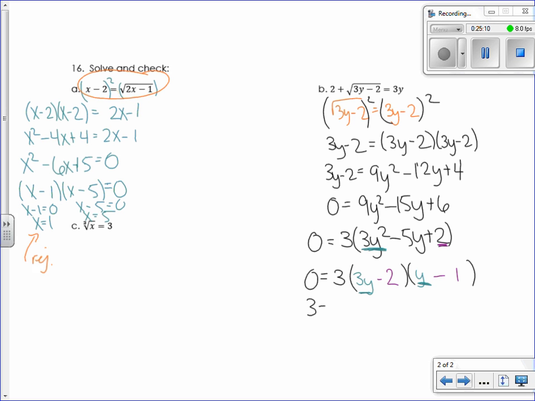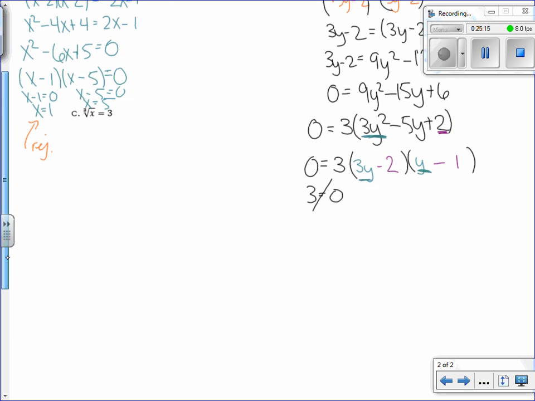So 3 equals 0. That's silly. That's never going to happen. 3y minus 2 equals 0, or y minus 1 equals 0. So you get y equals 2/3 or y equals 1. I am not going to check them for timing and space reasons, but I do believe they both check.